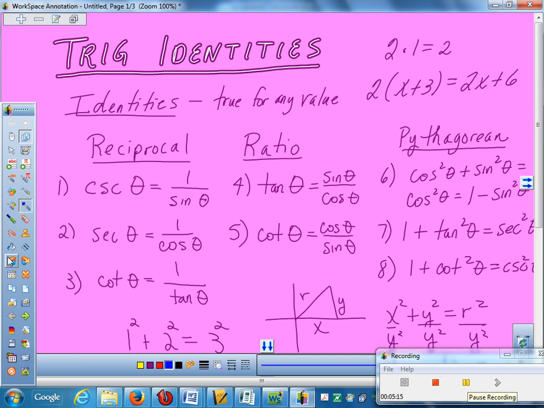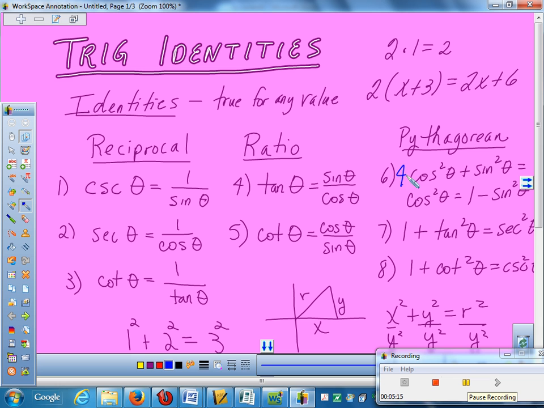But what if we do the other ones? 6, 7, and 8 are from the Pythagorean theorem. They only work for squares. You cannot change them. You can't put like a 4. Where would you put the 4? You can't just put the 4 on the cosine squared, because that wouldn't be the same. You'd have to do 4 cosine squared plus 4 sine squared equals 4. You'd have to take every term times 4. That you're probably not going to ever see.